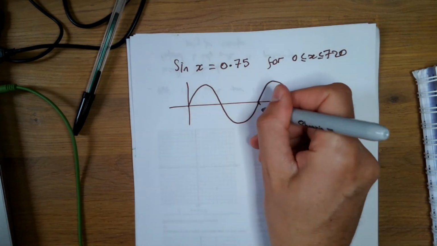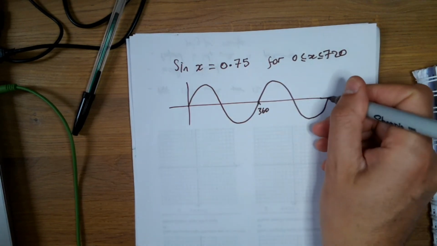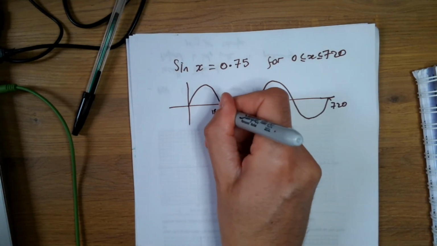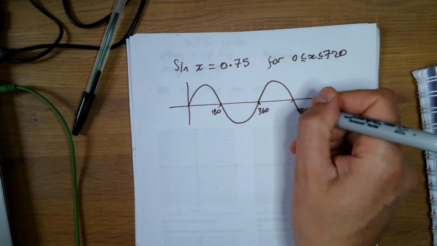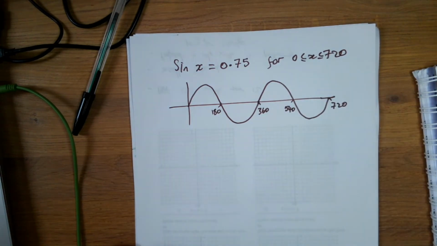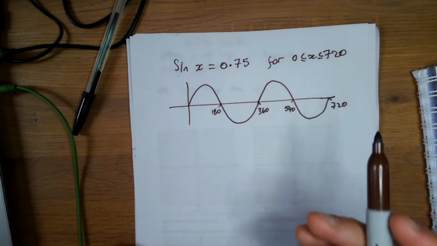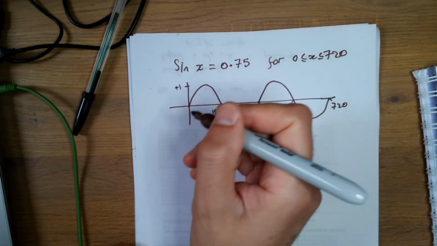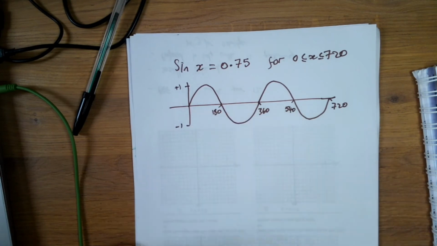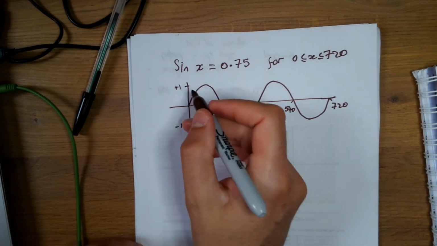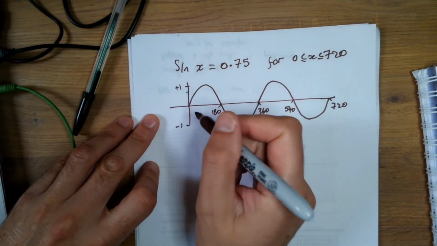Okay, so just remember that that's 360. That's 720. I think I might label 180. And that's 540, I think. Label those on as well. So we're going to solve this. Where is 0.75? Well, don't forget the axes go as high as +1 and as low as -1 for a sine graph. Same for a cos graph, but we're doing sine at the moment. Where is 0.75? It's about here.